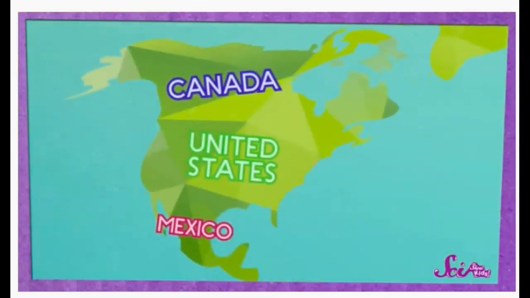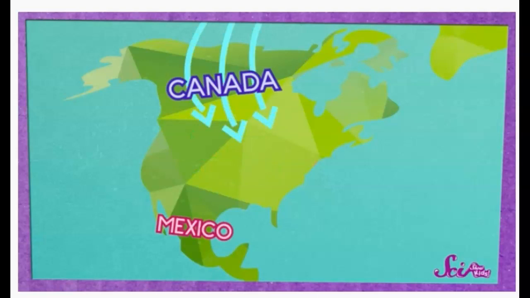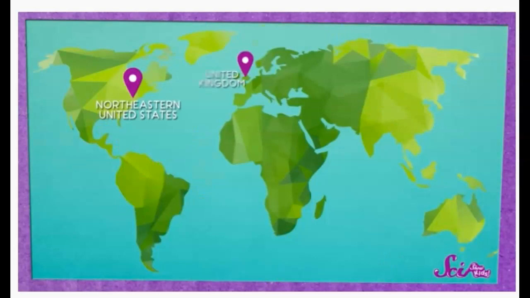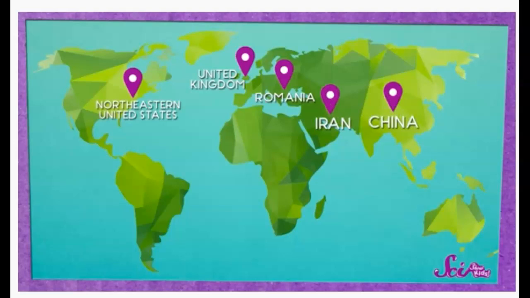There are some places where big areas of warm and cold air meet pretty often during the winter, so they get blizzards all the time. For example, there are lots of blizzards right in the middle of the United States and Canada because cold, dry air comes down from the North Pole and meets the warm, wet air coming up from the water near Mexico. Places like the northeastern US, parts of the UK, Romania, Iran, and China can also get some pretty big blizzards.